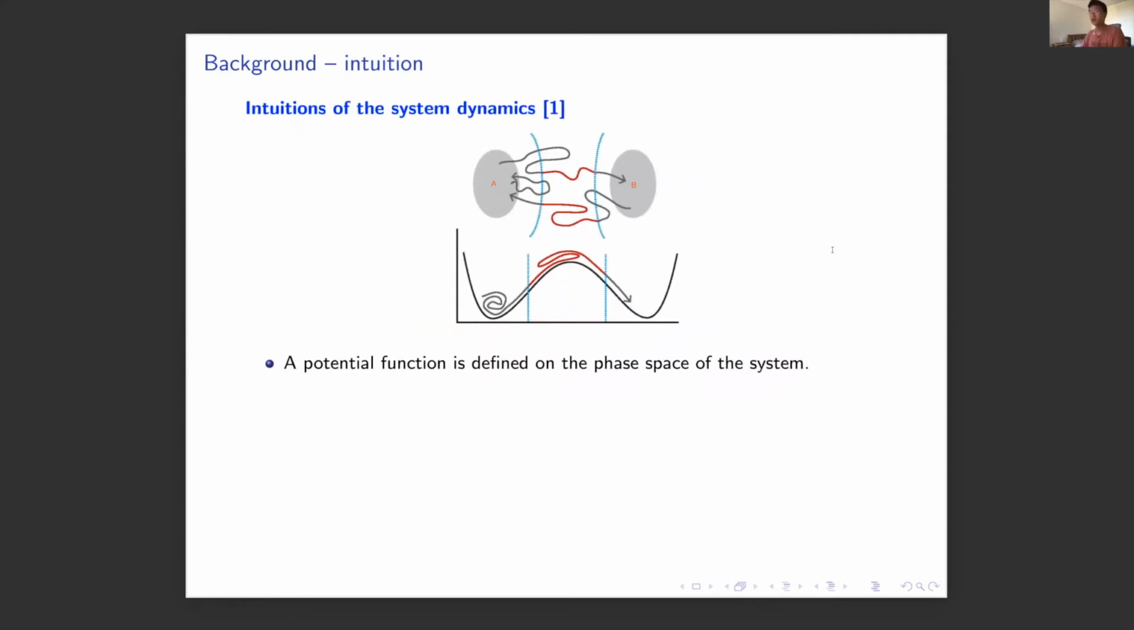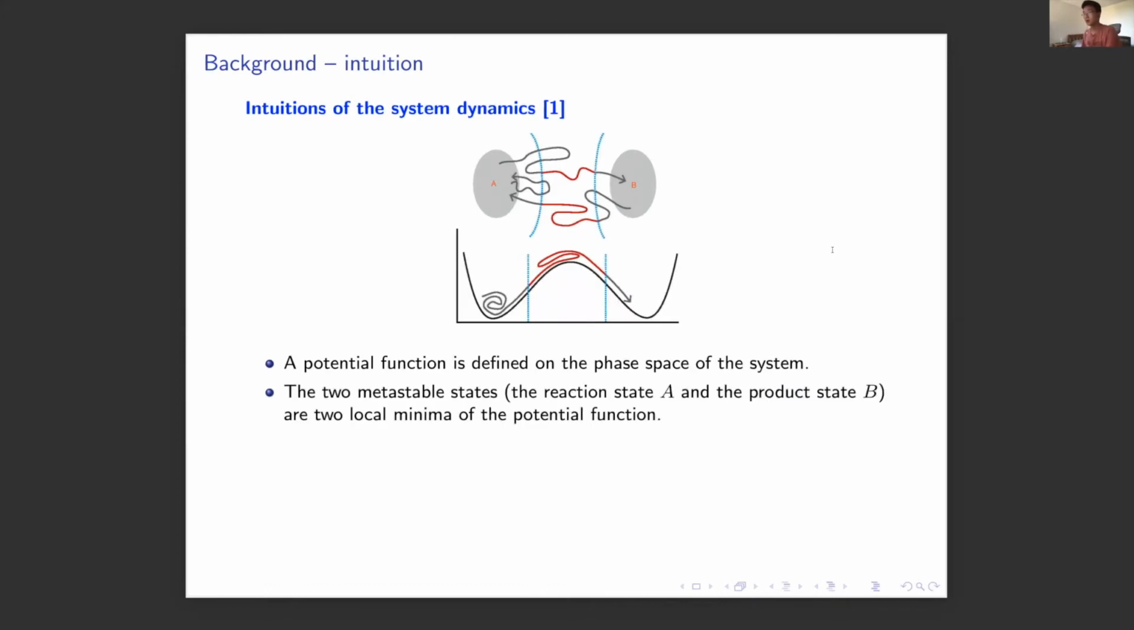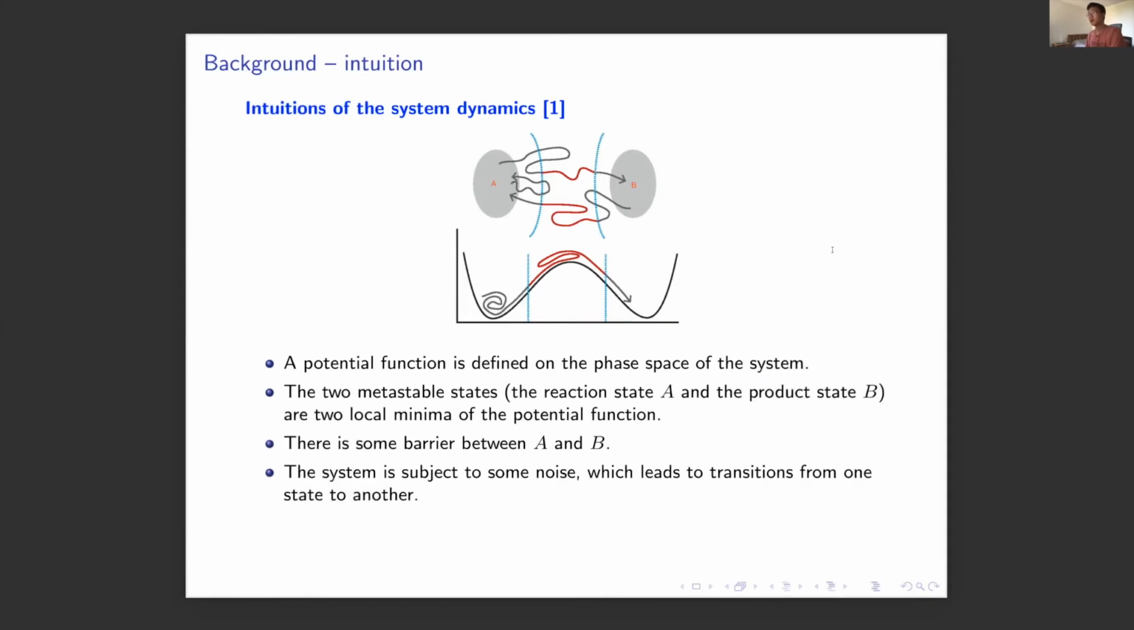Before going to the model, let's look at some intuitions of the system dynamics. This part is adapted from a review paper by E and Vanden-Eijnden. We assume that a potential function is defined on the phase space of the system, and there are two metastable states called the reactant state A and the product state B. There are two local minima of the potential function, and there is some barrier between A and B, and the system is subject to some noise, which leads to transitions from one state to another. But the noise is relatively small compared to the barrier, so the transition is very rare.